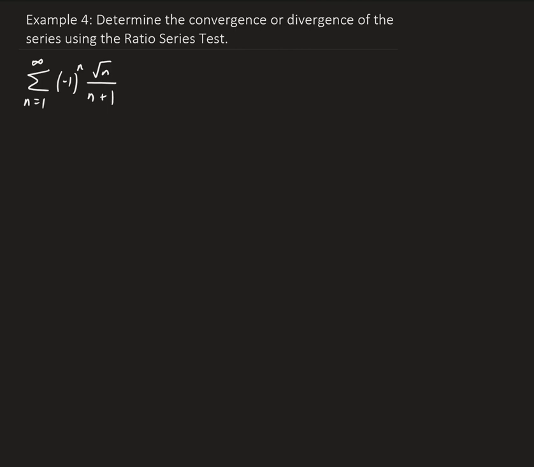Let's first identify the nth term, and then from there we can get the nth plus one term. The nth term is minus one to the n times root n all over n plus 1. The nth plus 1 term is minus 1 to the n plus 1 times the square root of n plus 1 all over n plus 2. Now we can set up the limit.